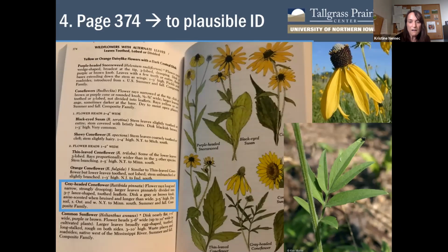This is also often called yellow coneflower as the common name. The scientific name is Ratibida pinnata. And this is in the composite family, also known as the Asteraceae family or the aster family. We learned our families last time, so it's kind of nice to remind ourselves, start looking for what family each plant is in.